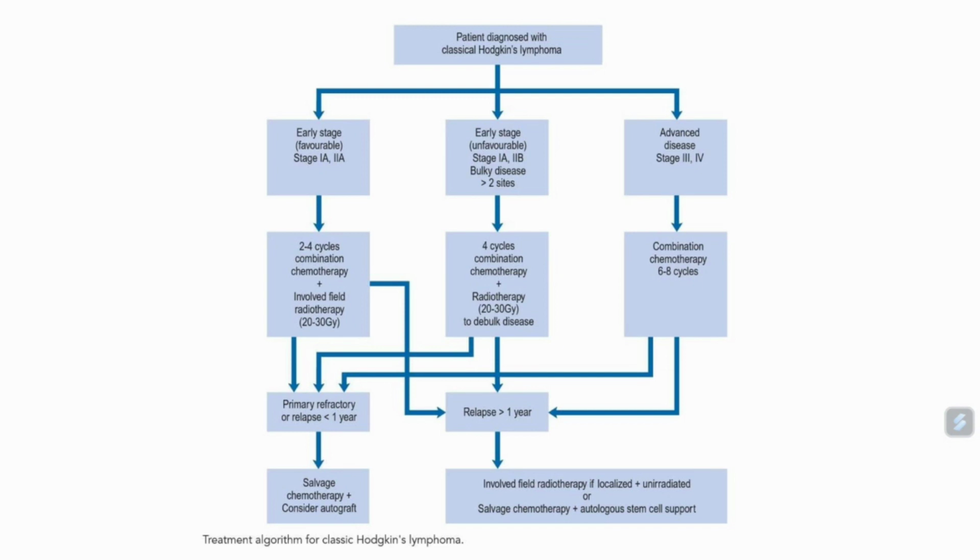Before understanding the newer drugs, let us see the flow chart. This is very, very important. Just try to remember this flow chart. If the patient is at an early, favorable stage, we will go with radiation therapy plus chemotherapy. Radiation therapy alone is also sufficient here, but we go with chemotherapy also to reduce the adverse effects, because the patient can develop secondary cancers due to radiation therapy.